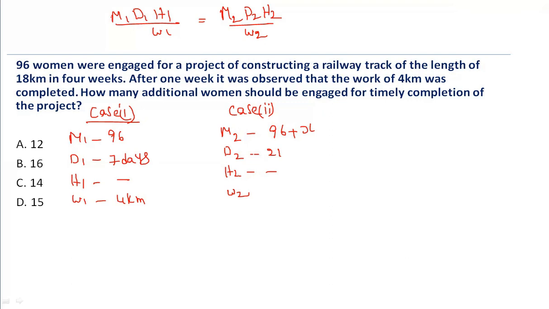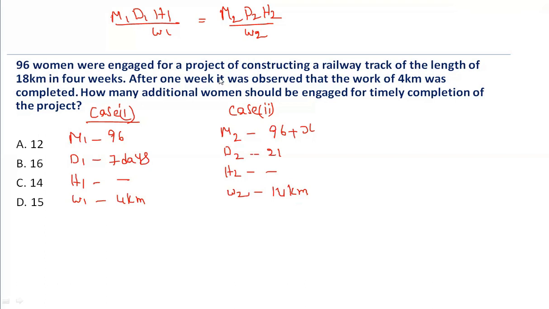Okay. So now H2 is not given here. W2 means total 18 kilometers of work is there, right? Out of 18 kilometers, 4 kilometers is done already. Rest is nothing but 14 kilometers. So these are the values of M1, D1, H1 and W1, M2, D2, H2 and W2.